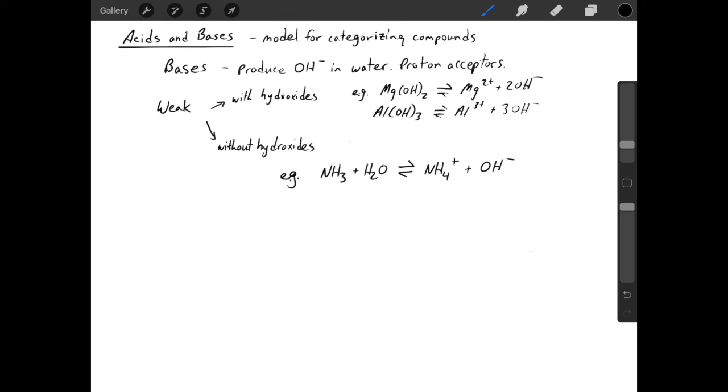And again, just like with the weak acids, there's no point in trying to memorize all the weak bases. If I tell you something's a base, you can check it against the strong bases. If it's not one of those, it must be a weak base.